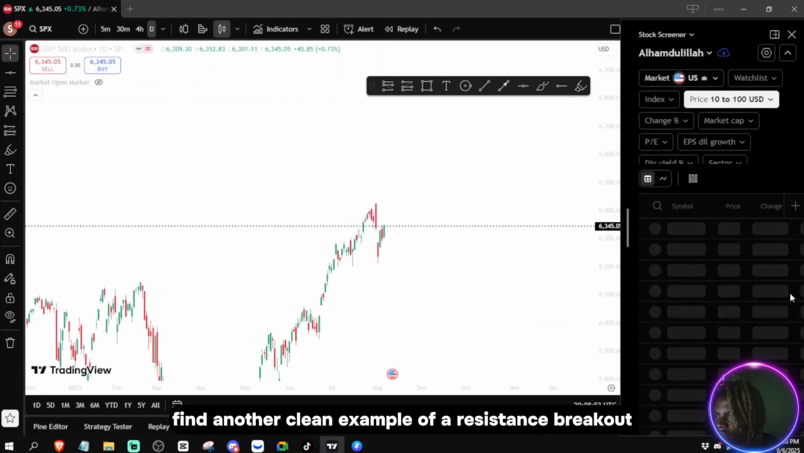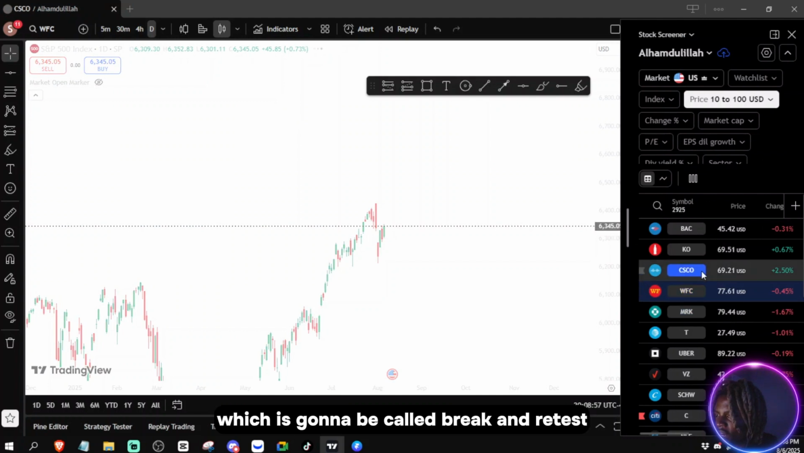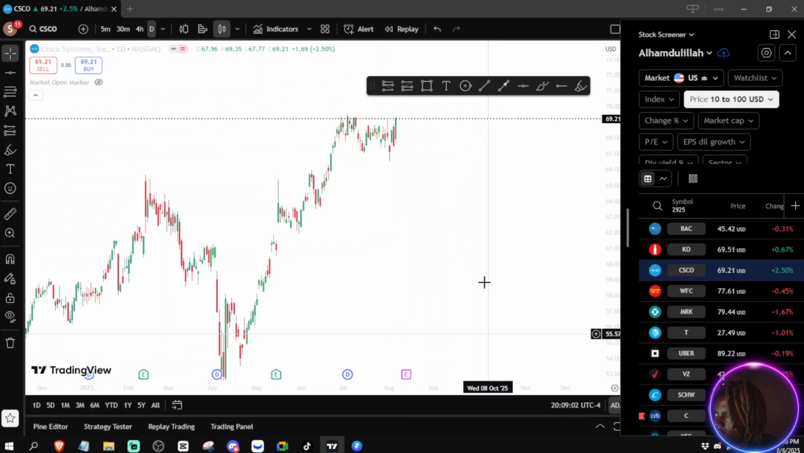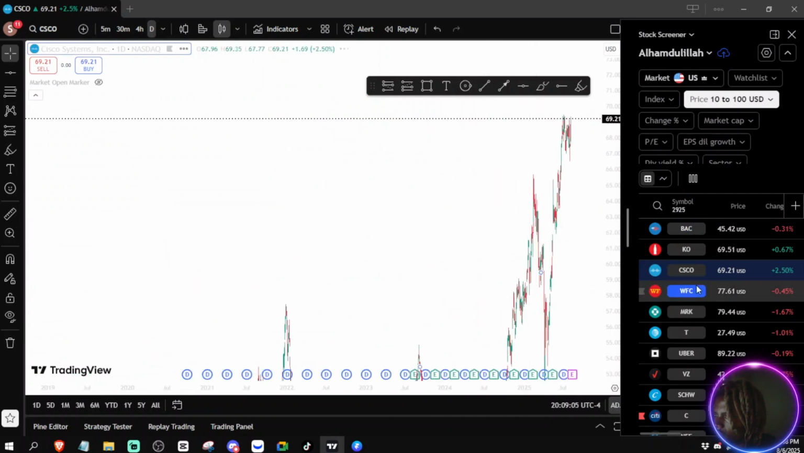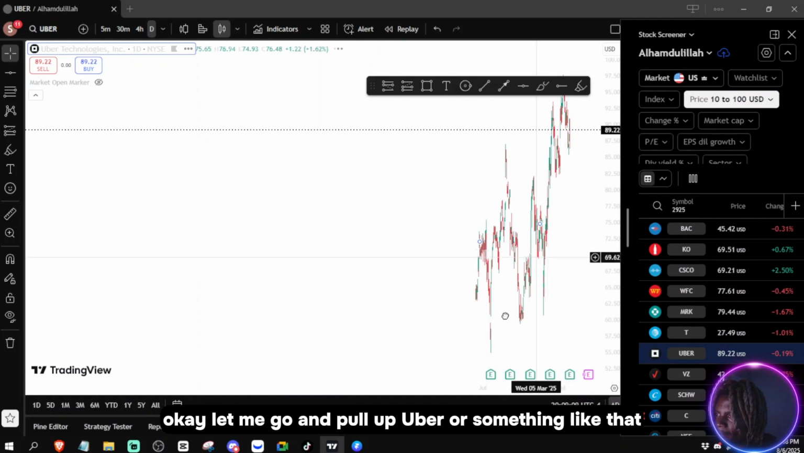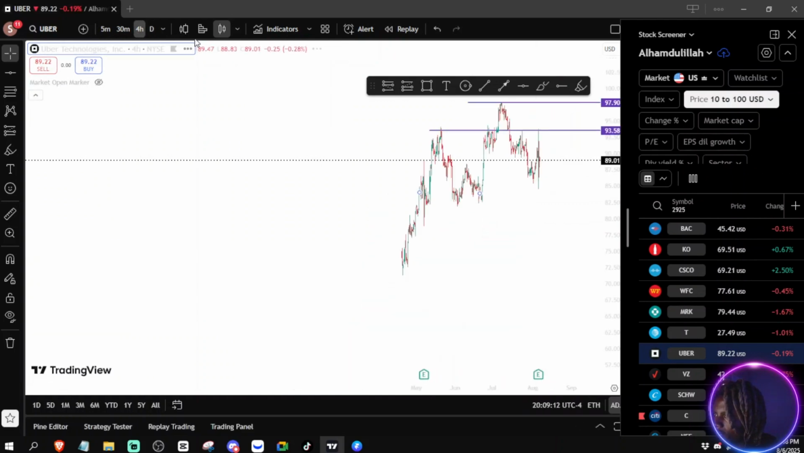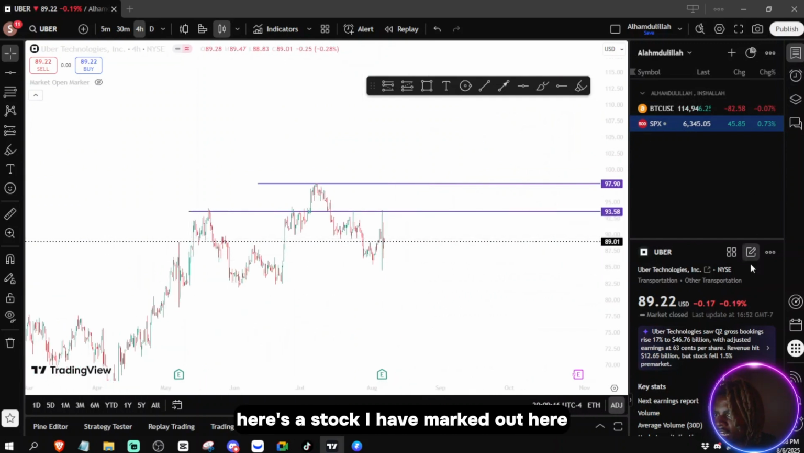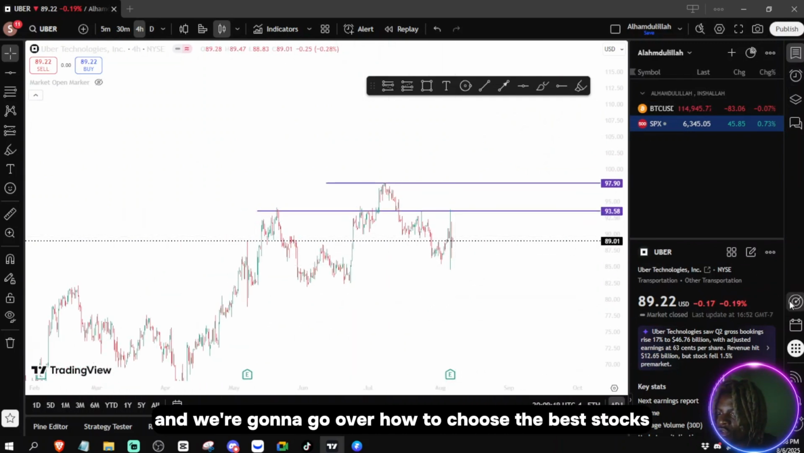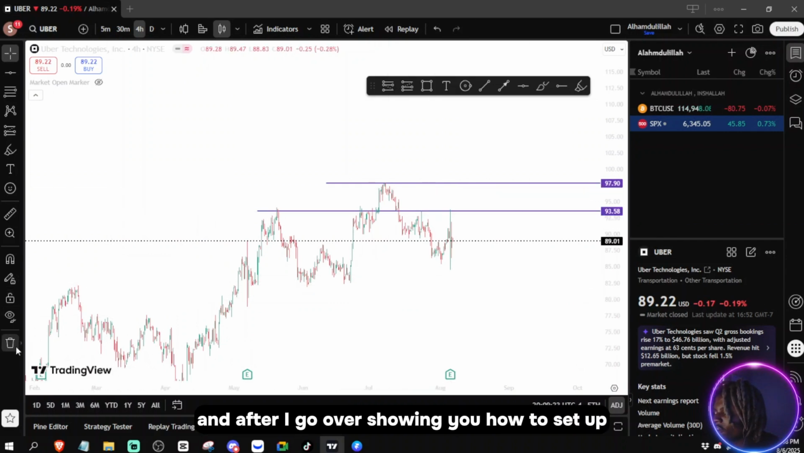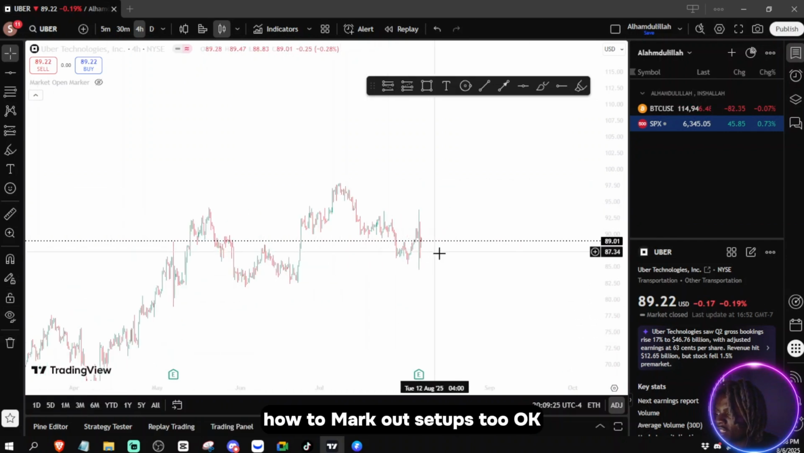Find another clean example of a resistance breakout just to show you here. And then we're going to go over the second model, which is going to be called break and retest. Okay, let me go and pull up Uber or something like that. Go on my 4-hour time frame. Cool, Uber. This is something simple. Here's a stock I have marked out here. And we're going to go over how to choose the best stocks to play, and after I go over showing you how to mark out setups too.